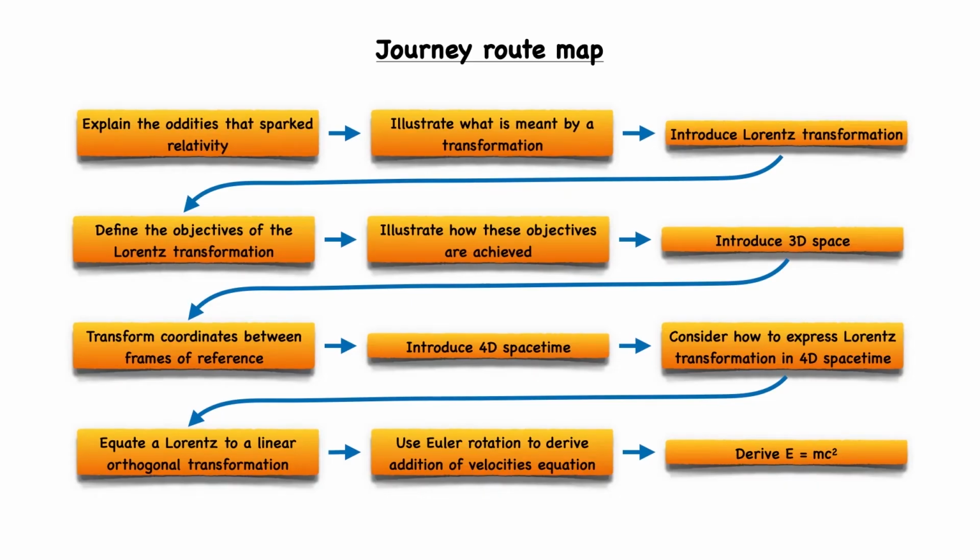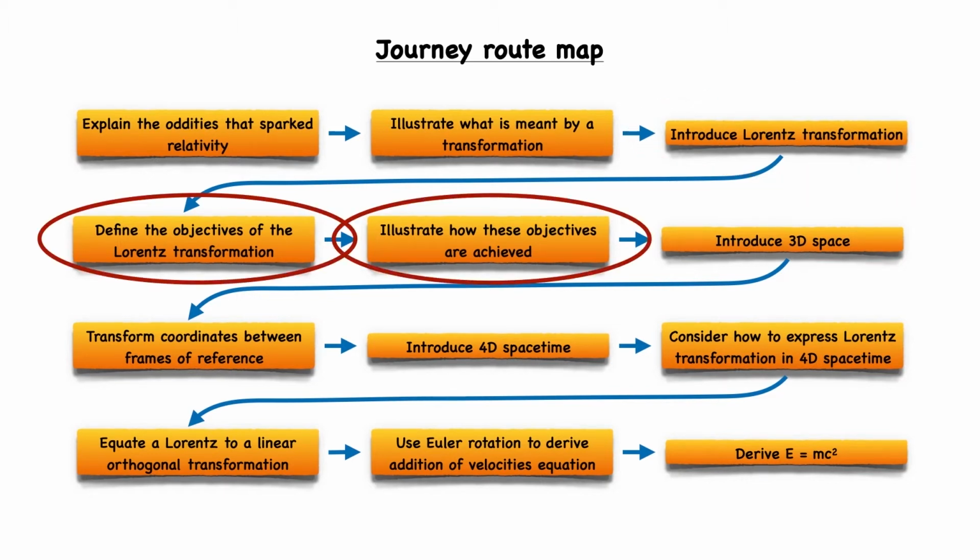Okay, now to make sure we don't lose track of what we're trying to achieve or where we are in the process, I've prepared this journey route map. Let's skim through it quickly now. So, we start by explaining the oddities that first sparked the whole subject of relativity. Next, I introduce a very simple mathematical process called a transformation, and in particular, one introduced by Dutch physicist Professor Hendrik Lorentz.